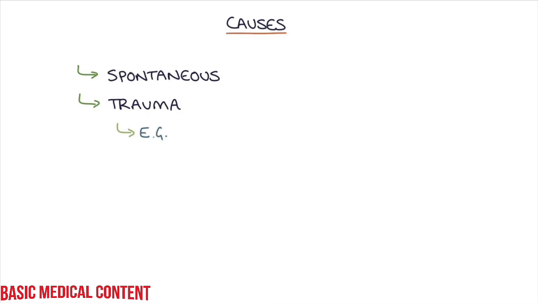Let's talk about the causes. Like we said, it can be spontaneous, so a pneumothorax can occur for apparently no reason. It can be secondary to trauma, so think about it if somebody's been in a bicycle accident or a traffic accident or something like that.